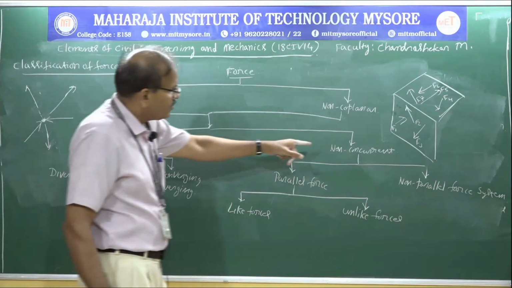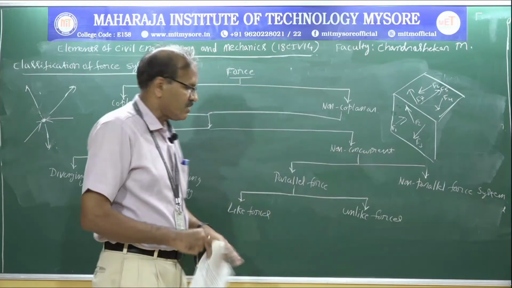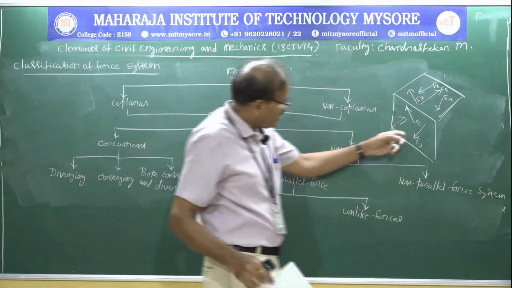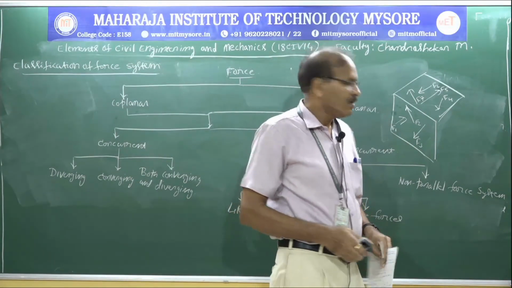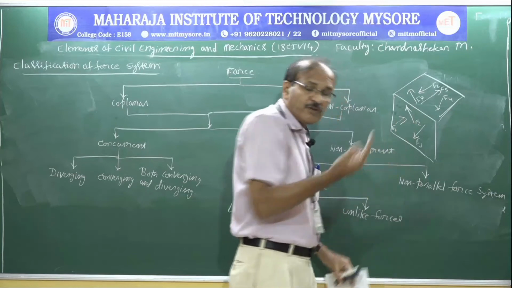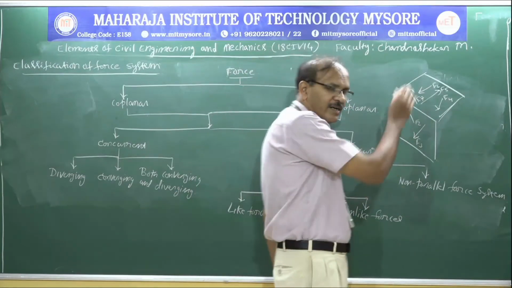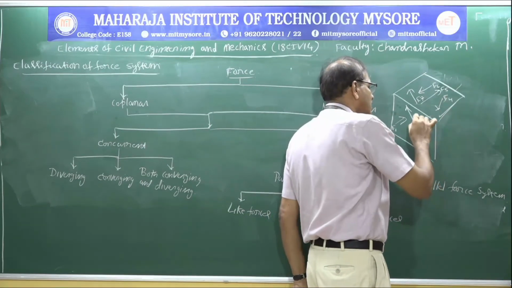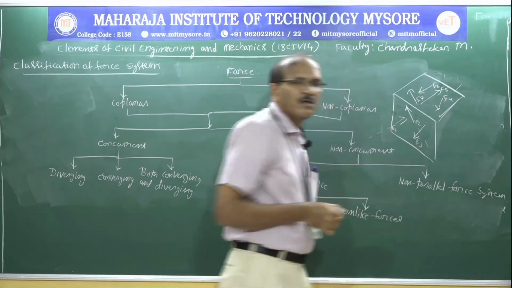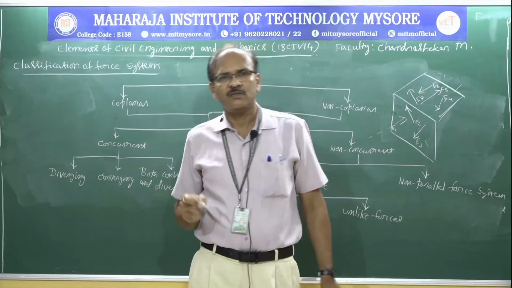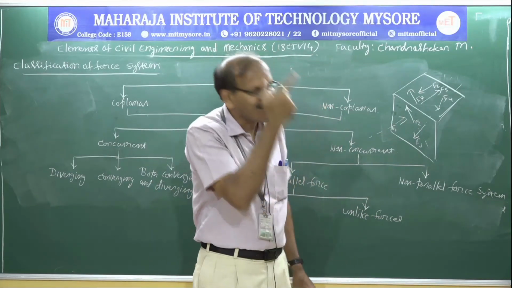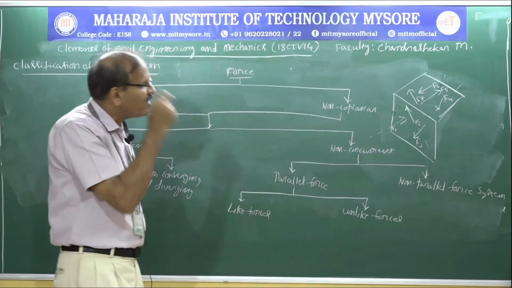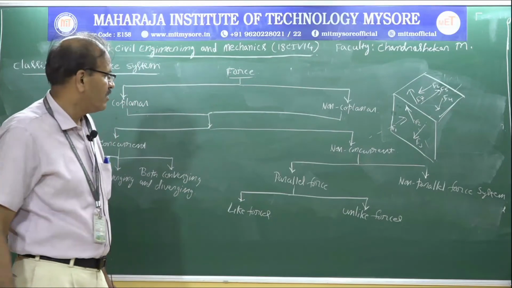Next, coming to the non-concurrent force system. Say, for example, if I take this, these forces F1, F2 and F3 are acting in certain directions. If you extend the lines of action of the forces like this, there is no common meeting point. All three forces are not meeting at a point. So this is called a non-concurrent force system.